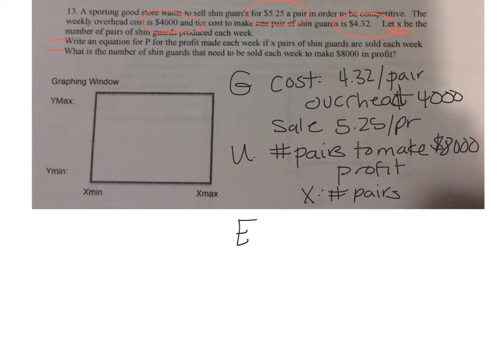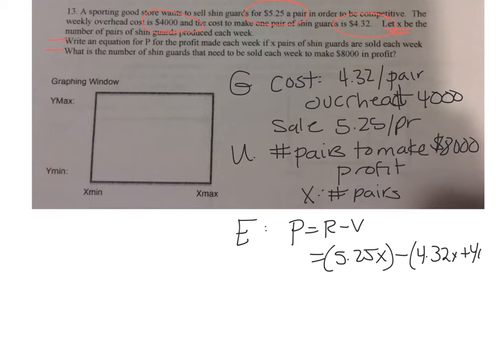The equation is going to be the profit equation. So profit equals revenue minus cost. So we're going to make the revenue $5.25 times the number of pairs we sell. And then we have to subtract the cost, $432 times the number of pairs, plus the one time every week, $4,000. So there's our equation for profit, and we can just graph that.